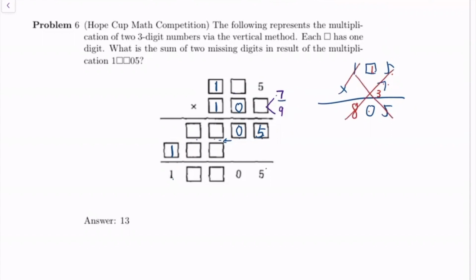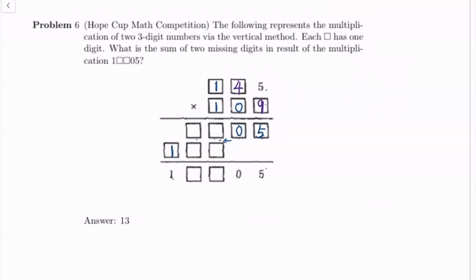Okay, so we just remove this. By eliminating the other options like 1, 3, 5, 7, we know the only possible way is that this one is 9. If this is 9, then in order to get 0, 9 times 5 is 45, and we have 6. So the only way is this is 4, so that you can get 0.